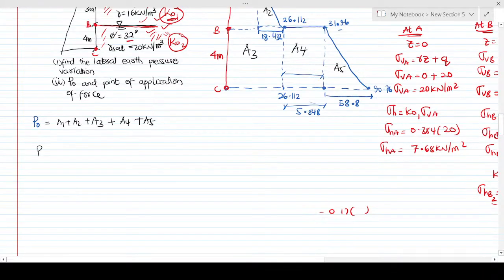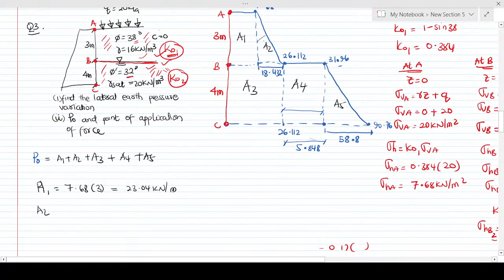So first of all I need E1. E1 is simply a rectangle, length times breadth. So 7.68 by 3 will give me E1, which is 23.04 kilonewton per meter. My E2, which is this shape, is a triangle, right? So I have base times height, where the base is 18.432 times the height, which is 3. And that will give me what?